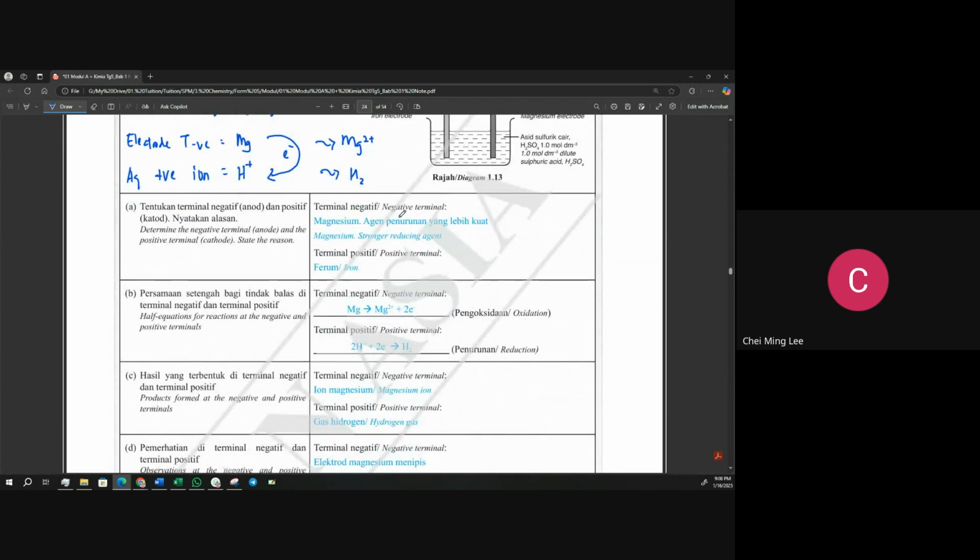Of course, the negative terminal will be the anode, which is magnesium, because it's a stronger reducing agent, while the positive terminal is iron.